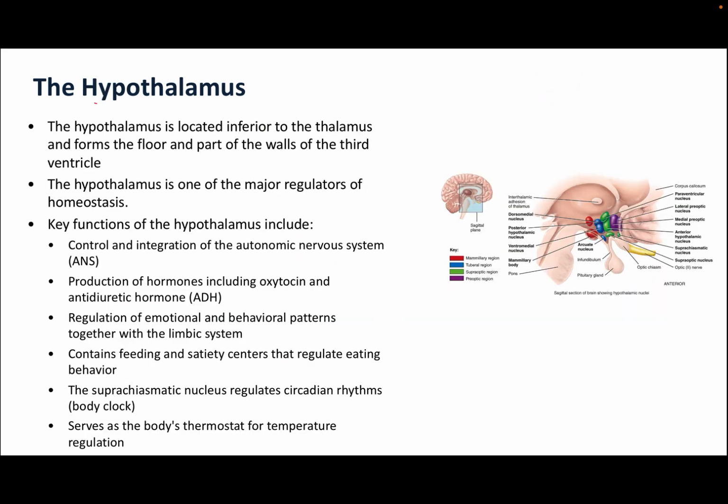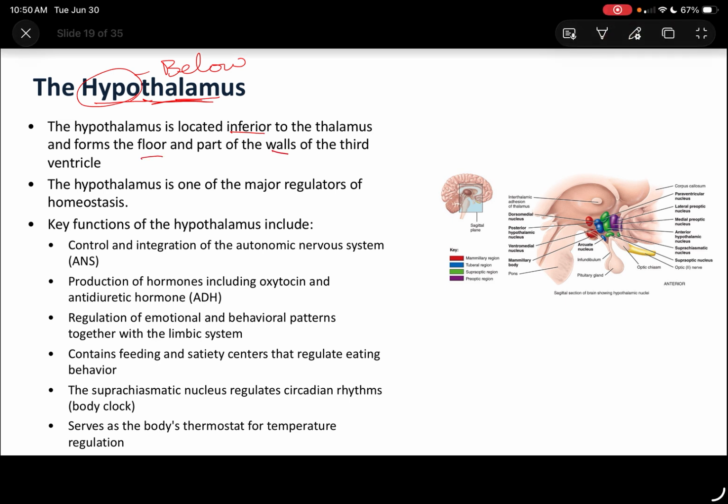We next have the hypothalamus, right? So hypo means below, all right? So if it's below the thalamus, that's exactly where it's located. So the hypothalamus is located below the thalamus. So it is inferior to the thalamus, and it's actually going to form the floor as well as part of the walls of the third ventricle.